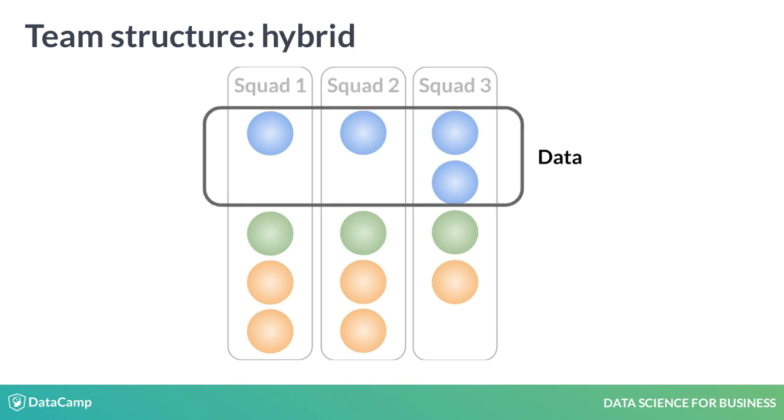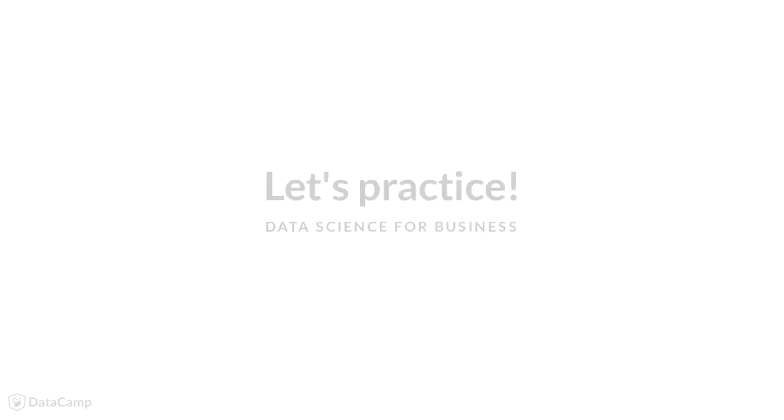The hybrid model looks similar to the embedded model, but with an additional sync for all data employees across all squads. This additional layer of organization allows for uniform data processes and career development, regardless of which project an employee is assigned to. You're now familiar with 3 key data team members and 3 types of team structures.